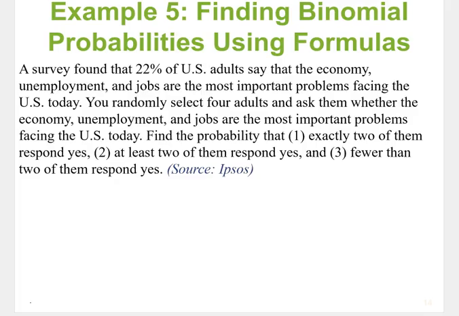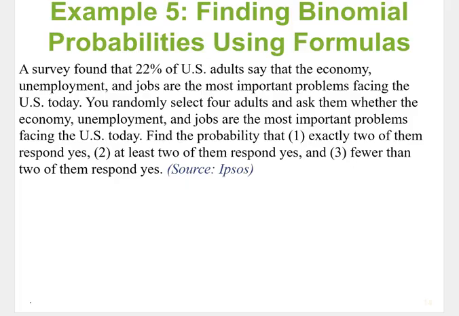All right, next example. A survey found that 22% of U.S. adults say that the economy, unemployment, or jobs are the most important problems facing the U.S. today. You randomly select 4 adults and ask them whether the economy, unemployment, and jobs are the most important problems facing them. Find the probability that exactly 2 of them said yes, that at least 2 of them said yes, and fewer than 2 of them said yes.